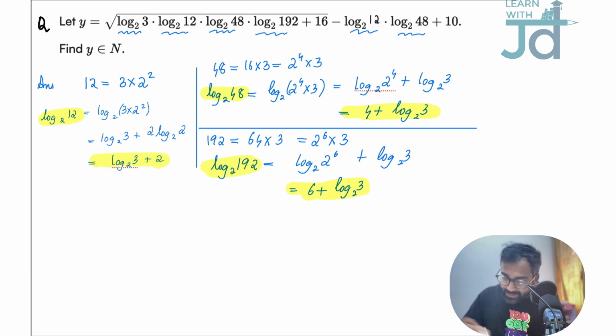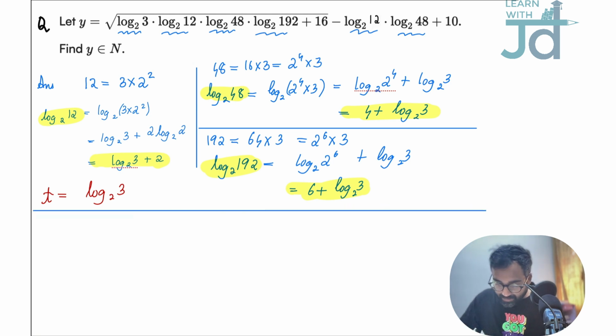Now I will do a substitution. I will take t equal to log 3 to the base 2. So we can do this in an even easier way. Okay, so now let us see how this equation works. We want to find the value of y, and y is a natural number actually.